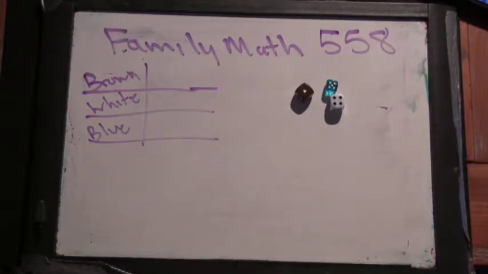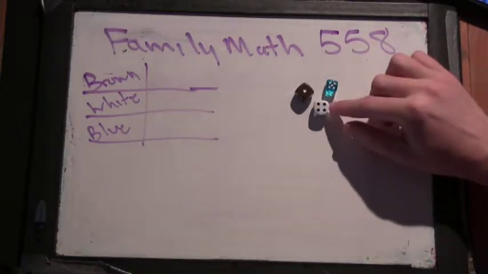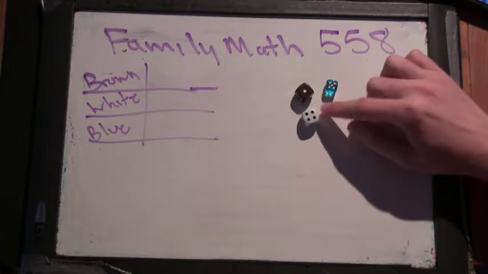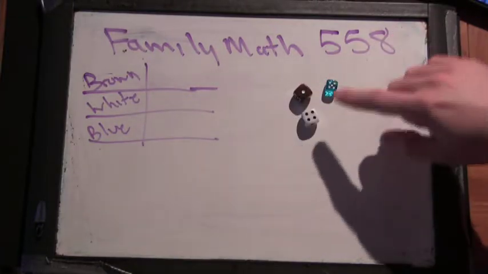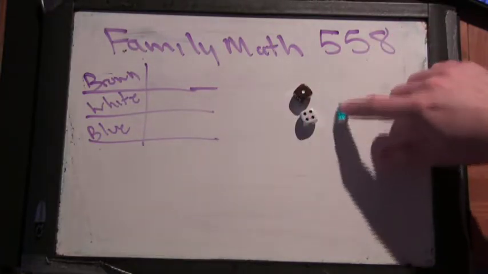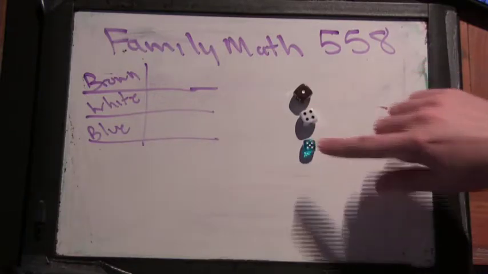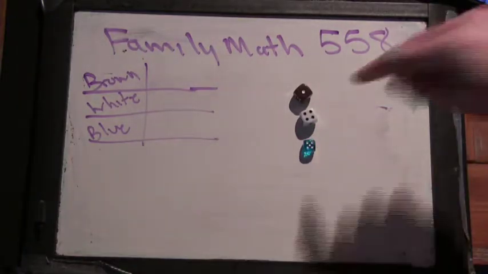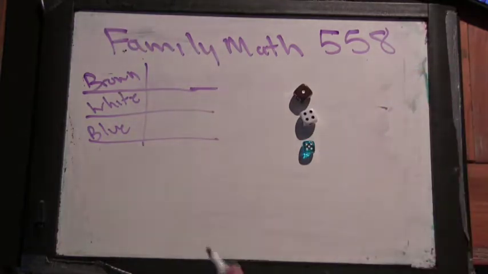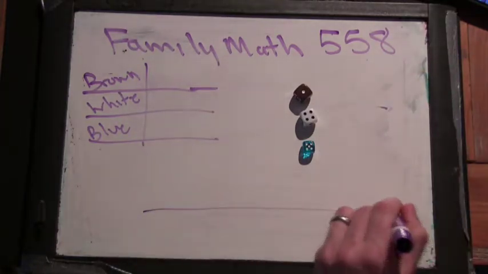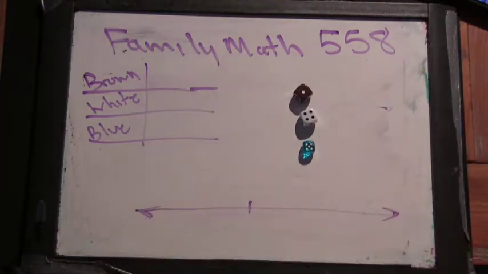Okay, so what we're going to do is choose random numbers by rolling three dice, and the way we're going to put them in order is we're going to write the brown number first, the white number second, and the blue number third. So here it would be 1, 4, 5. So how can we turn these numbers into a sequence that's going to help us understand a one-dimensional random walk?